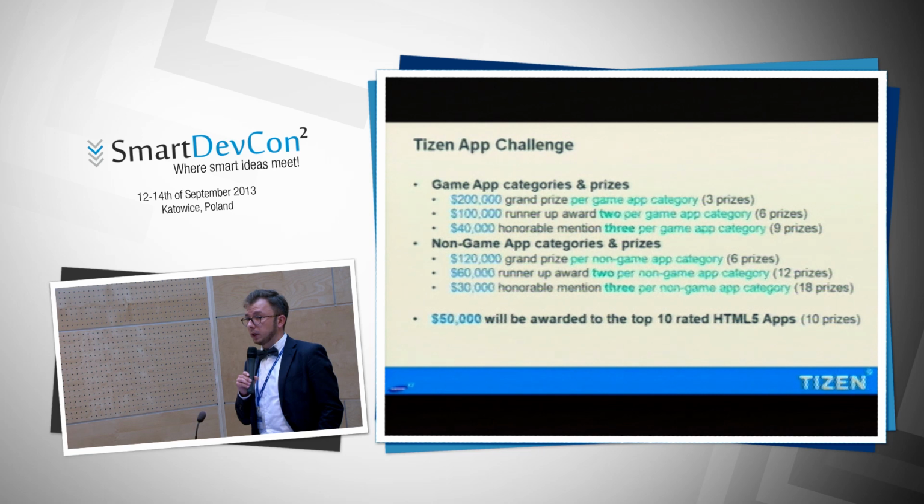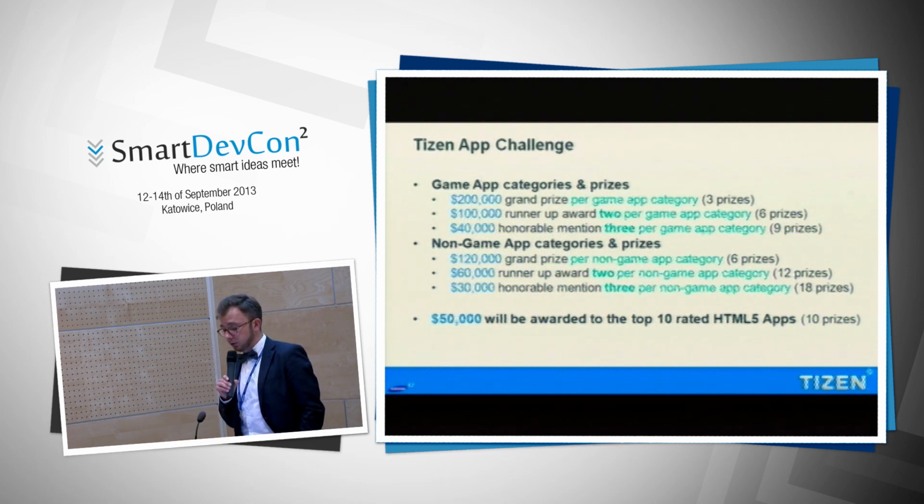The main prize is 120,000 US dollars. It's because in non-game apps we have 6 categories, so there will be 6 prizes, 120,000 US dollars for each category. And for the next 2 applications, there will be prizes of 60,000 US dollars, and 30,000 US dollars for another 3 applications per each category. And there will be also 10 special prizes for the best HTML5 applications, 5,000 US dollars per each.